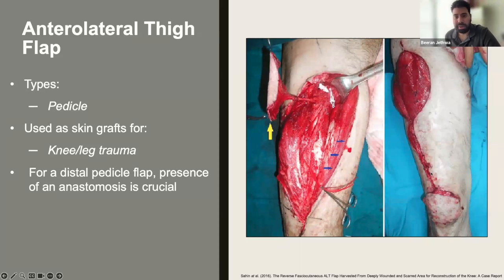Now, this is a distal pedicle flap. For this flap, since the descending branch is cut at its source, proximally, it must connect to another vessel inferiorly in order to receive retrograde blood supply to the flap to keep it viable. So blood coming down the leg and coming back up into the flap. Thus, the anastomosis is highly critical.